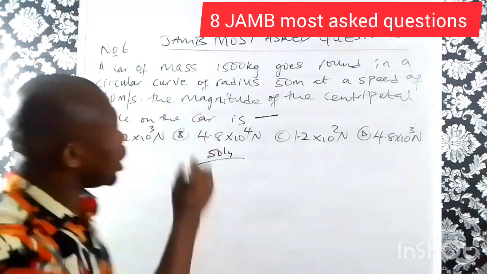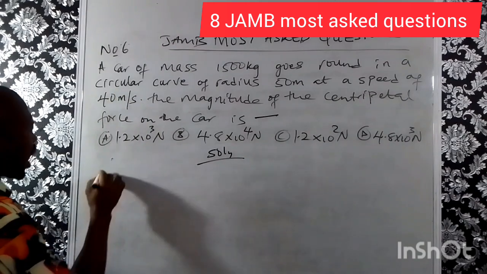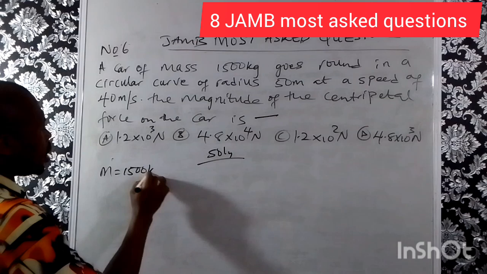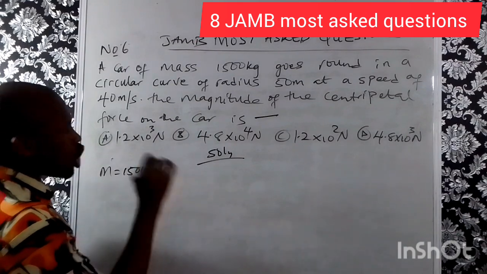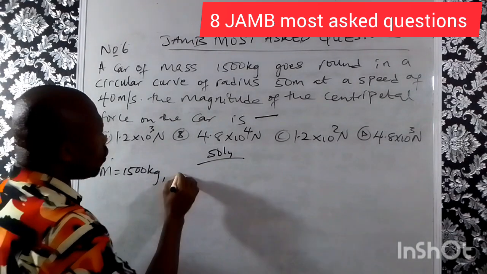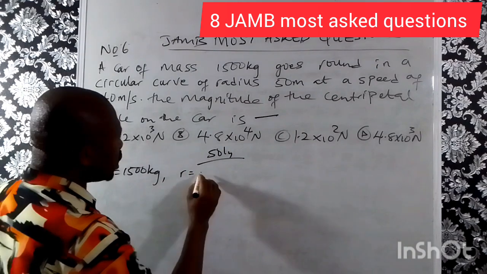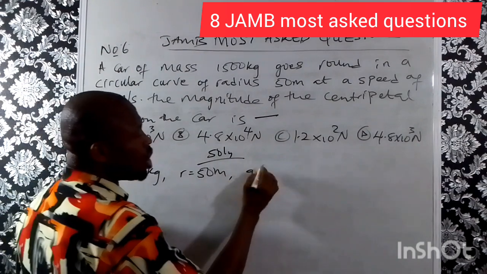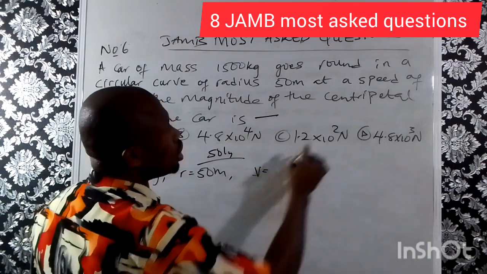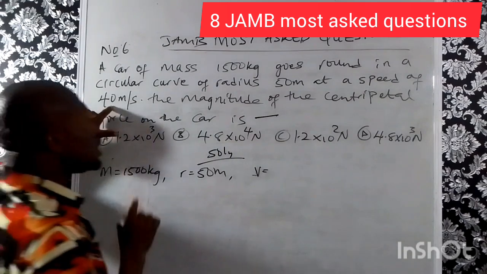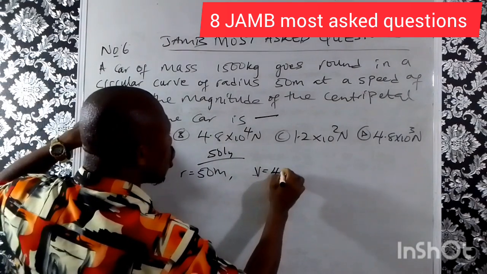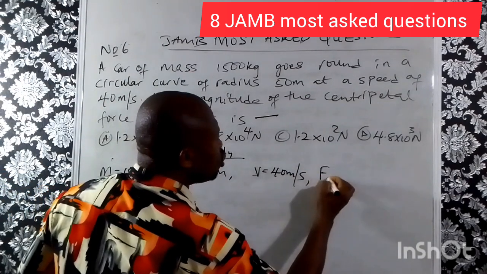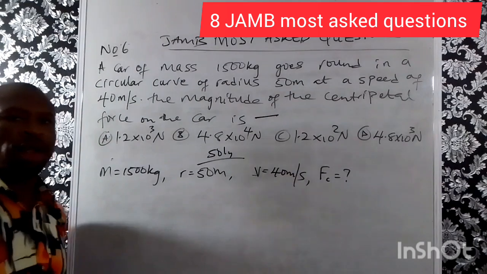Now, let us solve this. Mass of the car is 1,500 kg. It goes on a circular curve of radius 50 meters. Now, at the speed of v, which of course is linear speed, 40 meters per second. The centripetal force is what we are looking for.